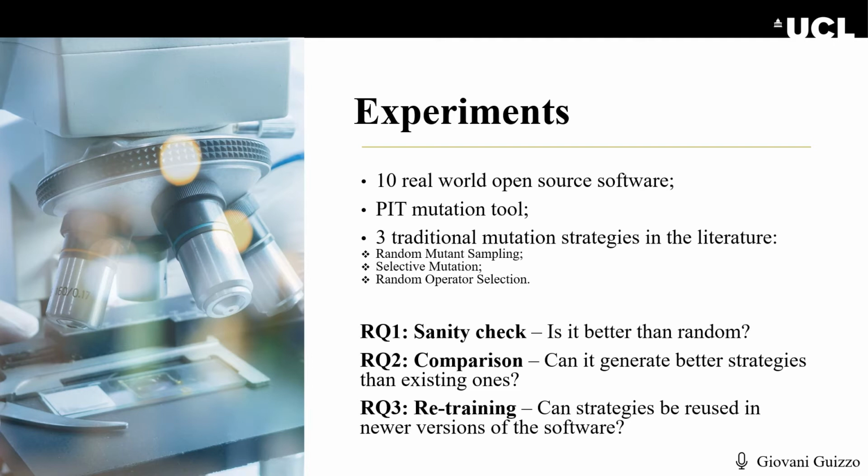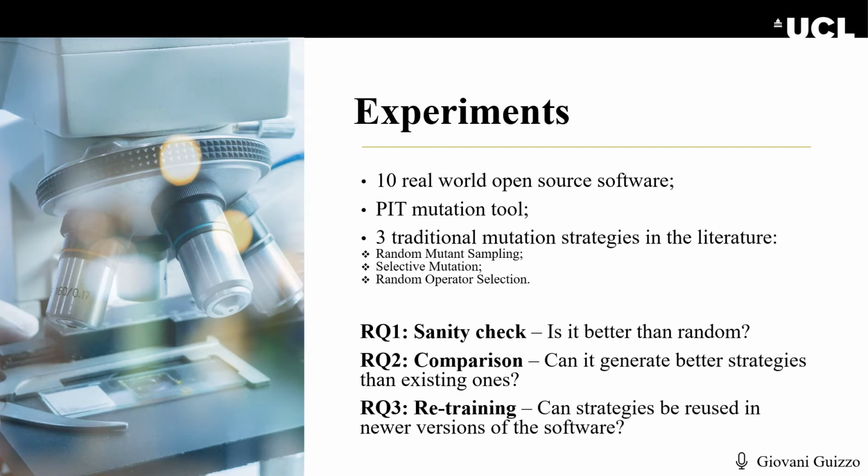For the research questions now, we are concerned with answering whether Sentinel is better than a random hyperheuristic in research question number 1. In research question number 2, we compare the traditional strategies to the ones generated by Sentinel. And finally, in research question number 3, we check whether the strategies lose their effectiveness over time, and whether we need to retrain Sentinel in newer versions of the software to generate new strategies.